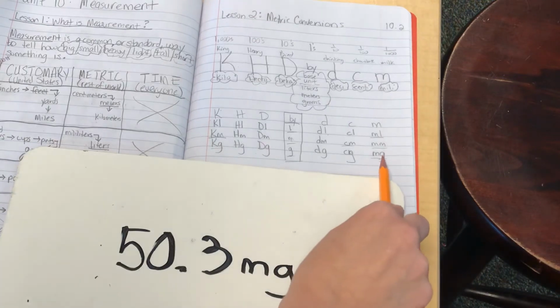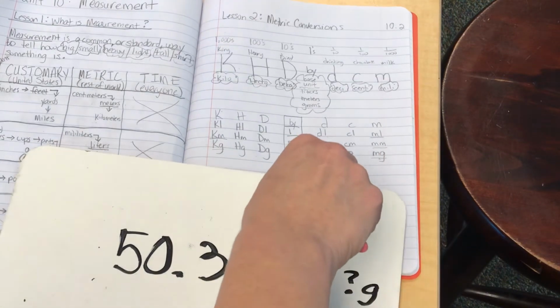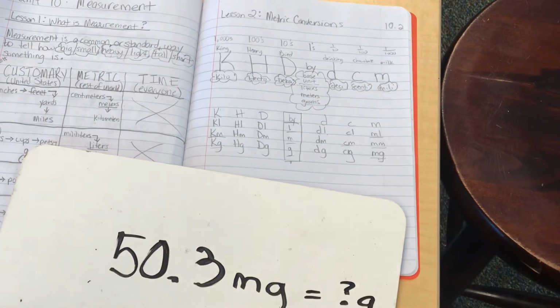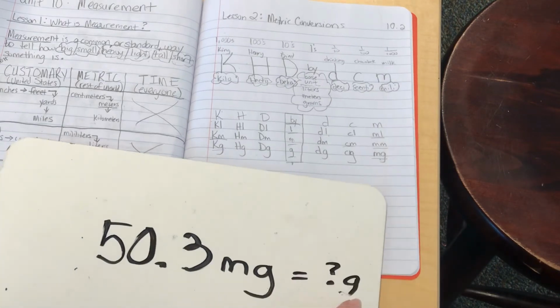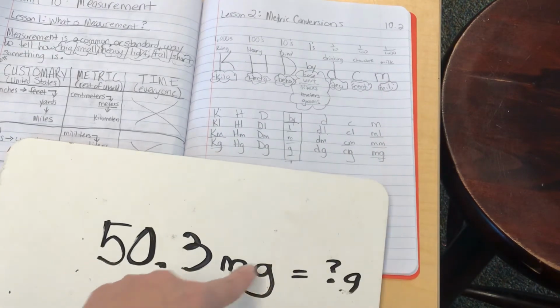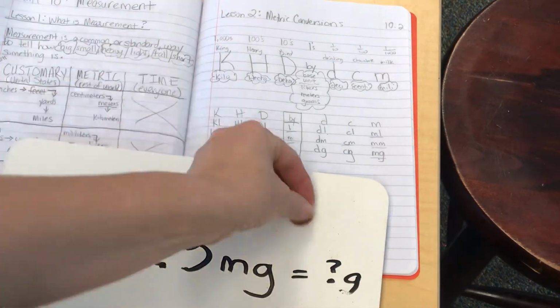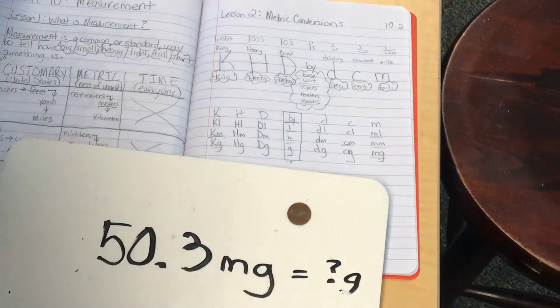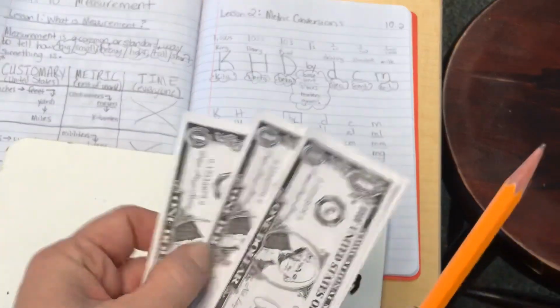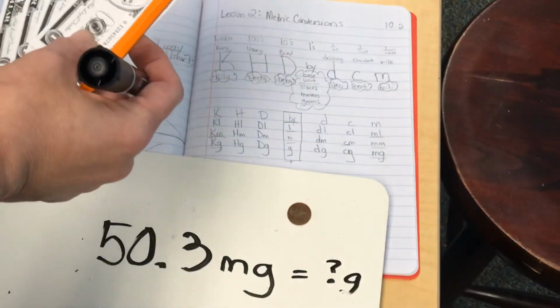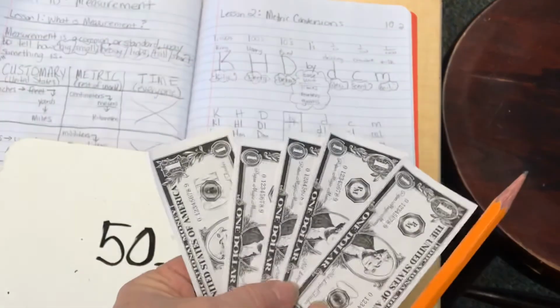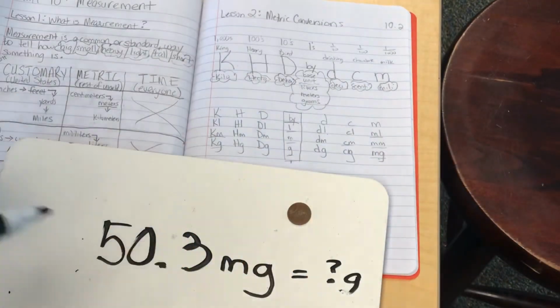So I would need to go from here to 1, 2, 3. 3 jumps, right? 3 jumps to the left because I'm making it smaller. Grams is a bigger number, and if I have milligrams, that means I'm going to have less grams because grams is a bigger unit. It's like saying if I have 500 pennies, I don't have $500. If I have 500 pennies, I only have $5. Oh, that's 4. One more. Okay? So it's going to be a smaller number, even though I'm jumping.